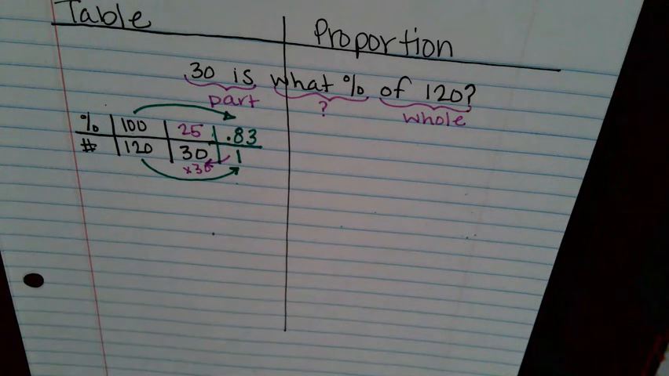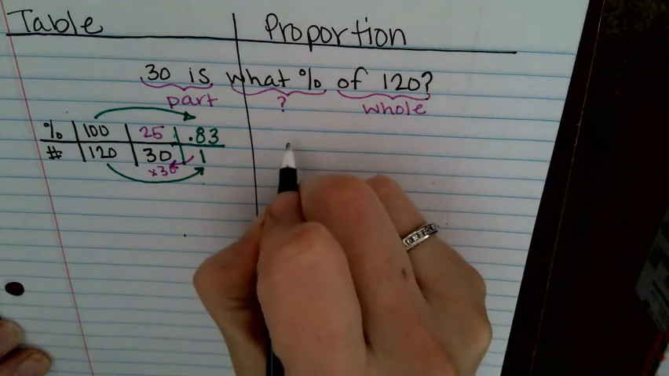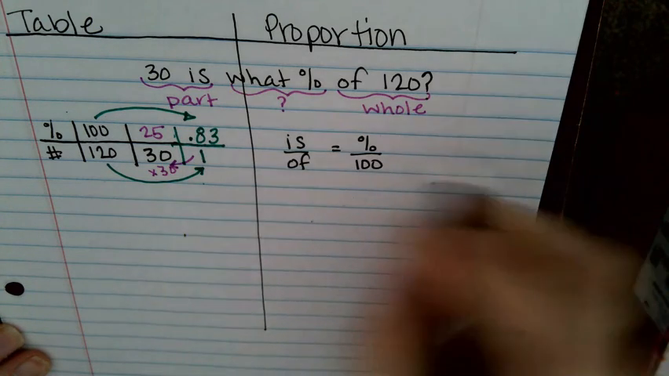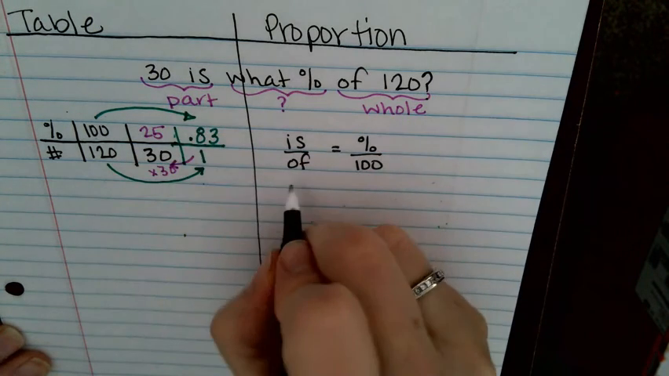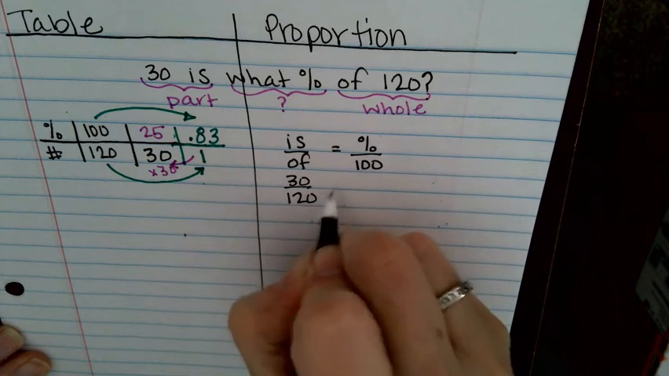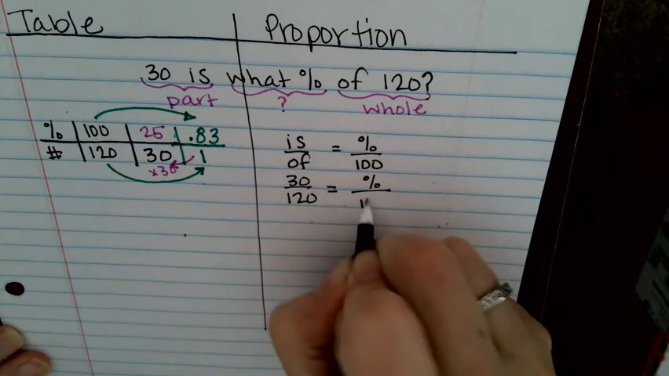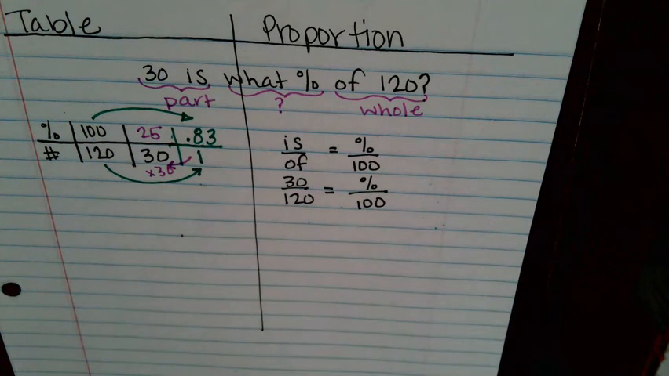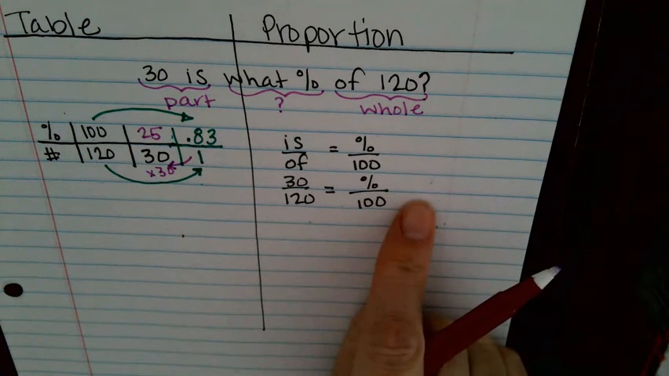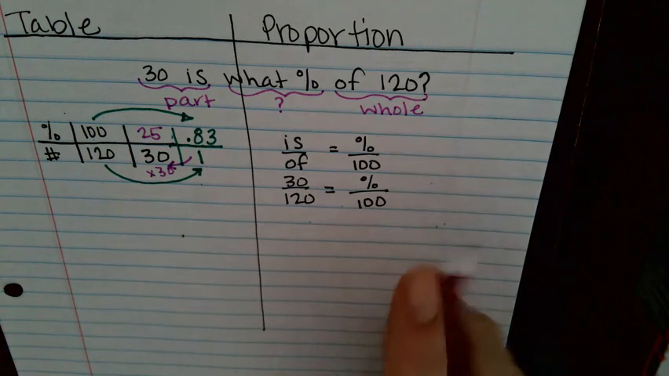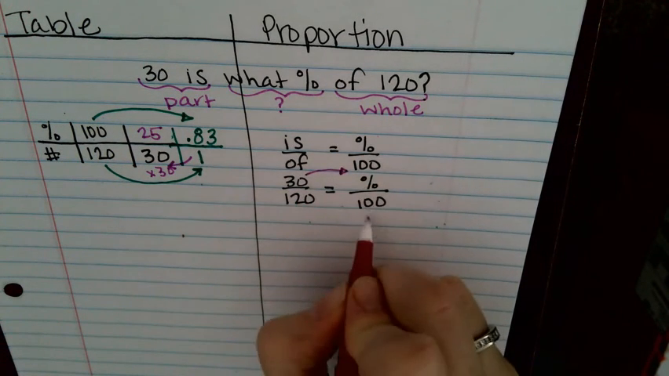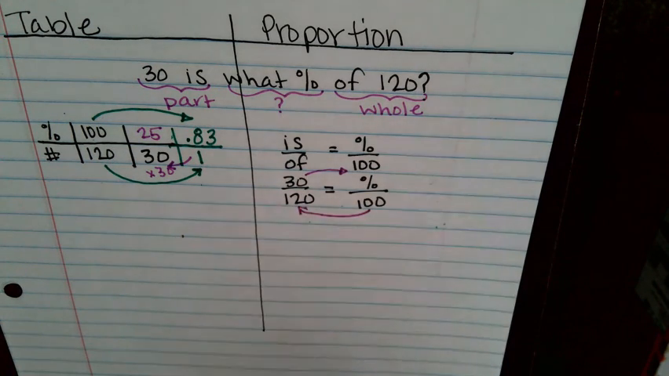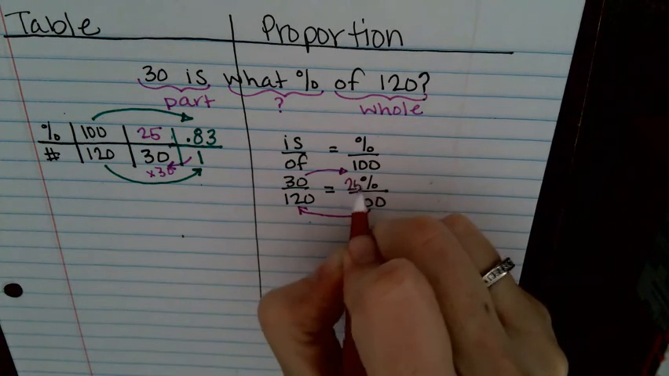Okay, here's another way to do it as a proportion. So remember, is over of equals percent over 100. So I'm going to do my is number, which is 30. So 30 over 120 equals the percent that I don't know over 100. Okay, so again, I've got that trick where I can say I can find the 1 down here by dividing by 120. I know that I want to multiply this way, so I can do 100 divided by 120 and then multiply that by 30, and that's going to give me that 25%.